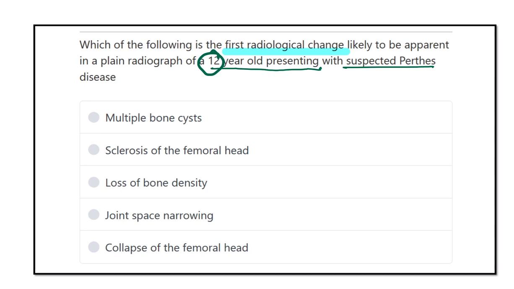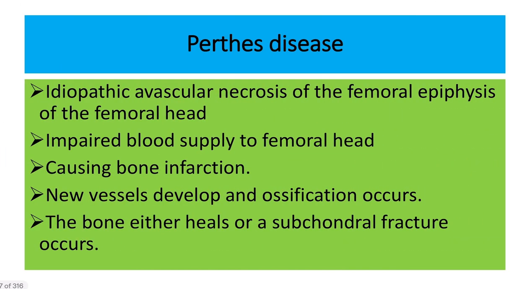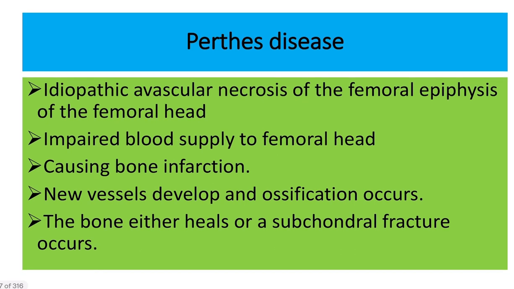Here the options are multiple bone cyst, sclerosis of femoral head, loss of bone density, joint space narrowing, and collapse of the femoral head. So we have to find out one of the options which usually occurs in case of Perthes disease. So let's say this is Perthes disease. It is an avascular necrosis of the femoral epiphysis. So it is very, very important.